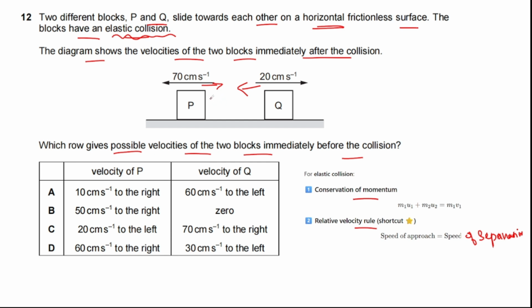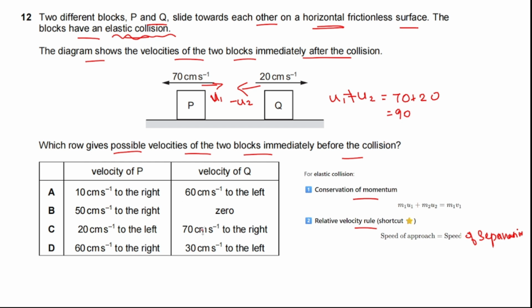So speed of approach, if it is u1, if you are taking the right side to be positive and u2, the left side to be negative. So the total one is u1 minus u2 will be equal to the speed of separation. So here also, since it is in the opposite direction, the values will get added, which is 70 plus 20. So the initial velocities added up to 90 is one of the conditions.